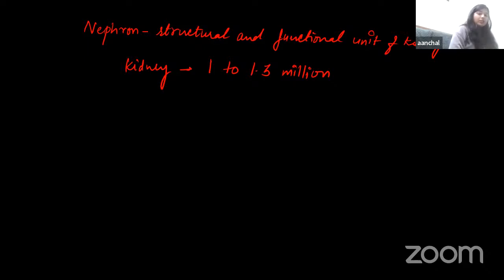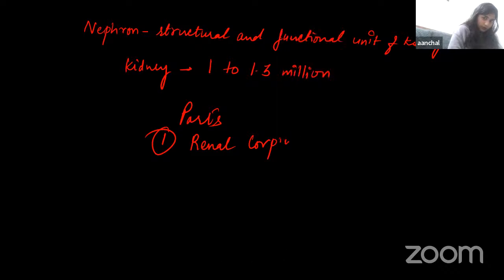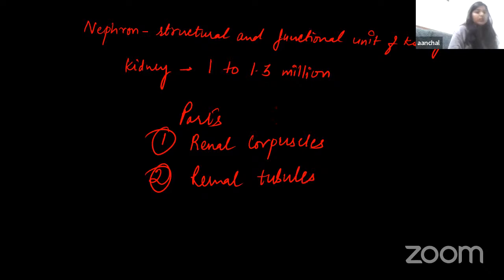Okay. Then let's talk about some parts of the kidney. So basically, the nephron has two important parts. The one we have is renal corpuscles, and second we have renal tubules, right? So we're going to learn about both of these parts through a flow chart, right? Which will be very helpful to all the students.